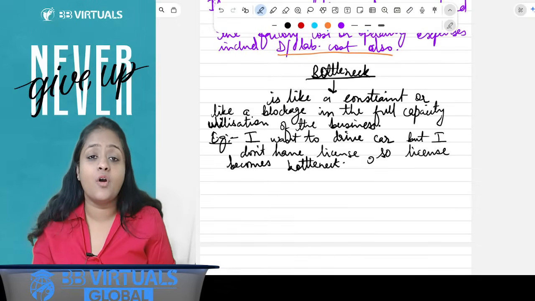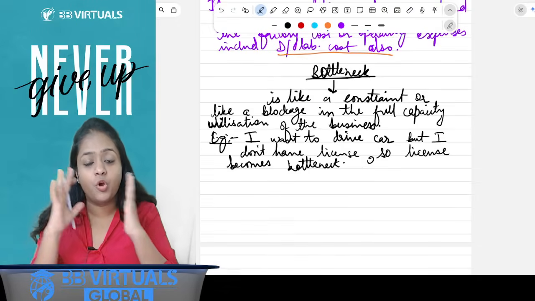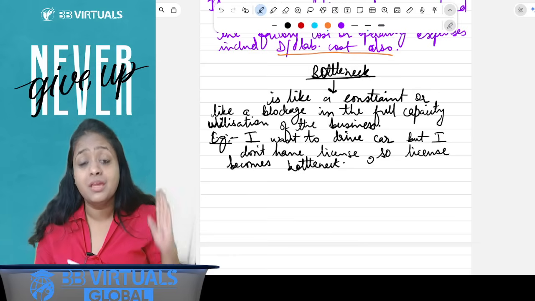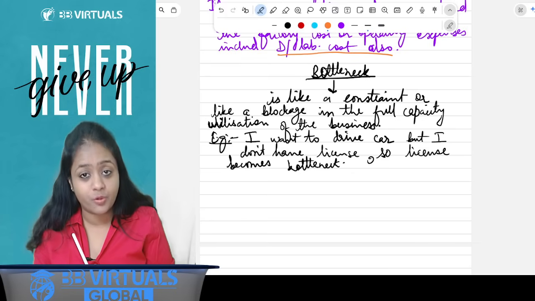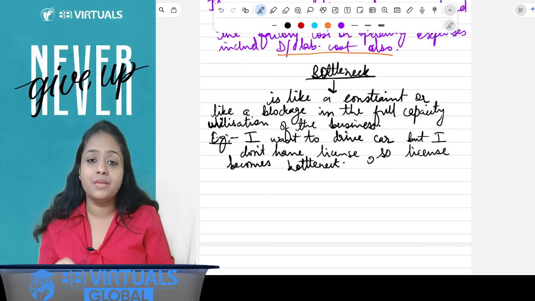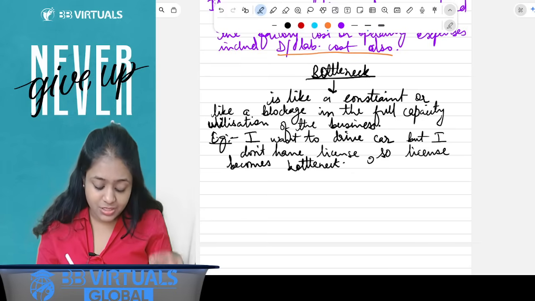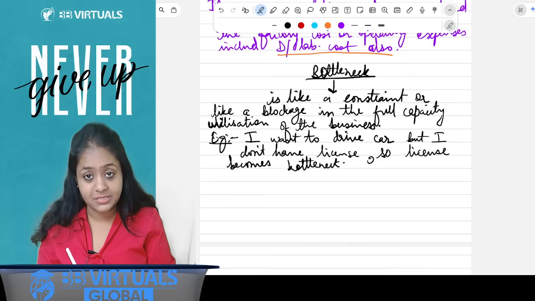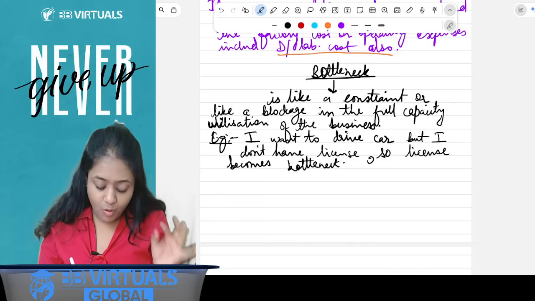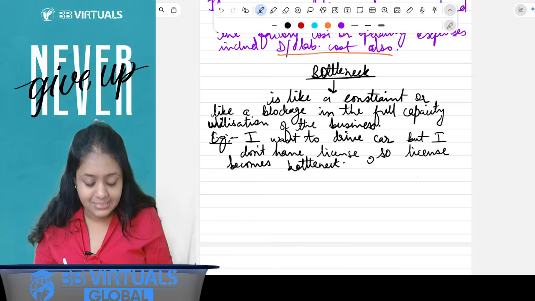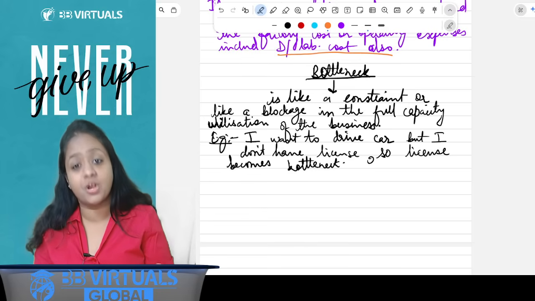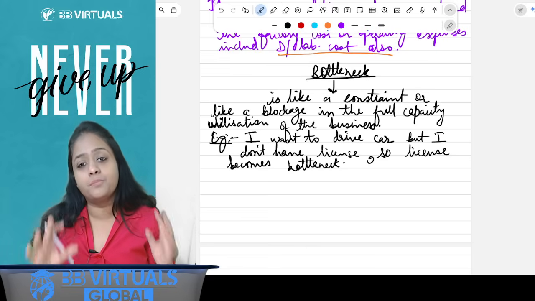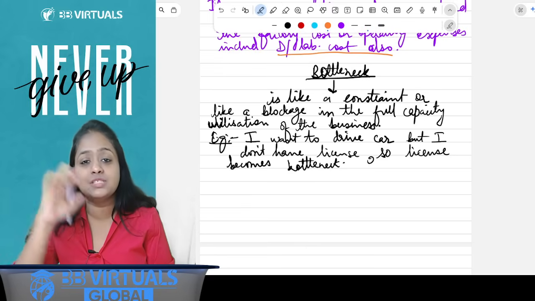Throughput focuses on bottleneck. With throughput, always remember you will have the term bottleneck. So if a question has the term bottleneck, that gives you a hint, it's a throughput question. Bottleneck simply means that it is a constraint or a blockage in the full capacity utilization of the business. For example, I want to drive a car, but I don't have a license. So the license becomes my bottleneck. Okay, so bottleneck is what is hindering the company, what is stopping the company from using its full capacity.